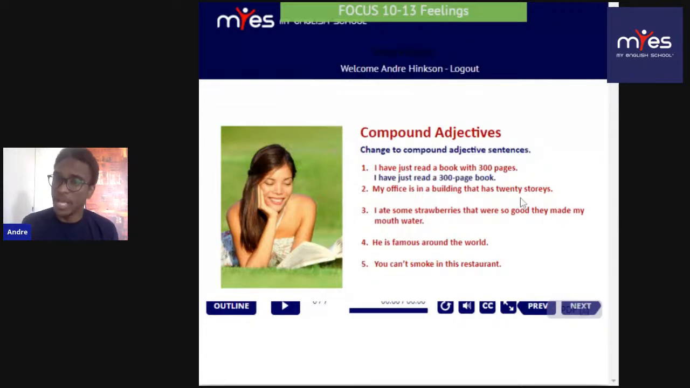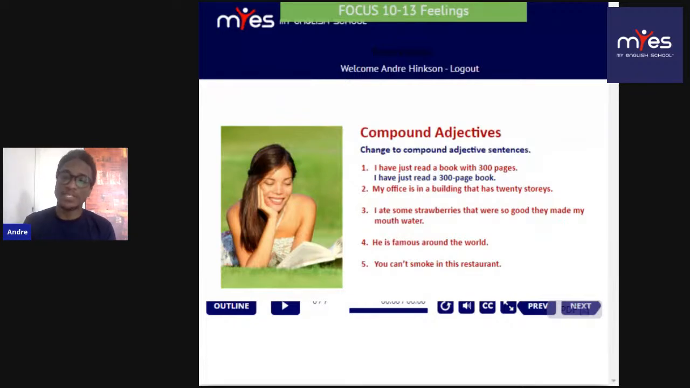And here we go. I have just read a 300-page book. So that describes the book. What type of book? A book with 300 pages. We convert it to the compound adjective, which is 300-page book. I hope you're getting the idea here.